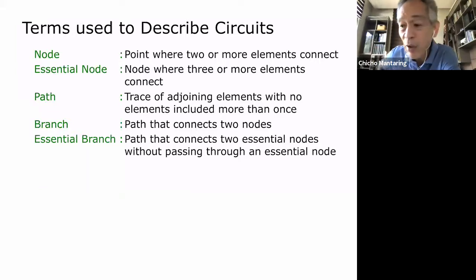Kung meron tayong tinatawag na essential node, meron din tayong tinatawag na essential branch. An essential branch is a path that connects two essential nodes without passing through an essential node.